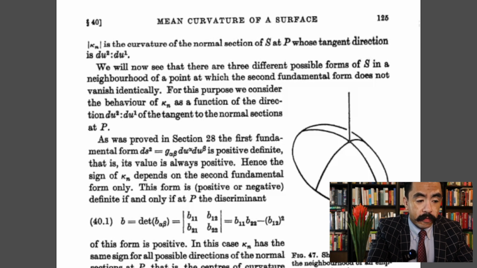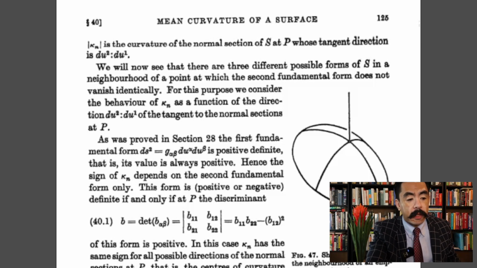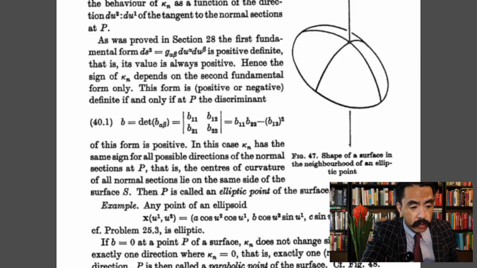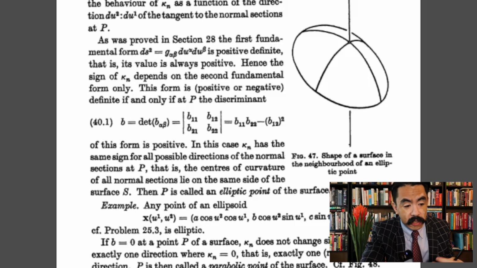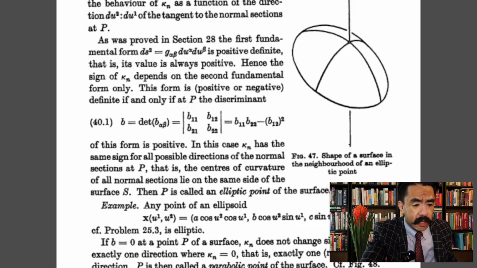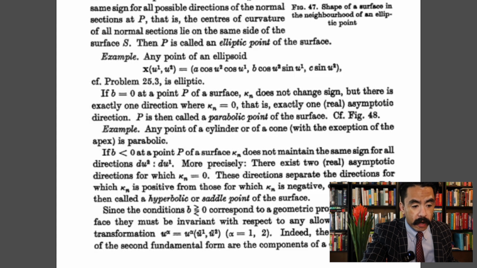This form is positive or negative definite if and only if, at P, the discriminant b equal to the determinant of b_αβ, which is a determinant where in the first column we have b_11 and then b_21, and in the second column b_12 and then b_22, which is thus equal to b_11 b_22 minus the square of b_12, is positive. In this case, κ_n has the same sign for all possible directions of the normal sections at P, that is, the centers of curvature of all normal sections lie on the same side of the surface S. Then P is called an elliptic point of the surface.